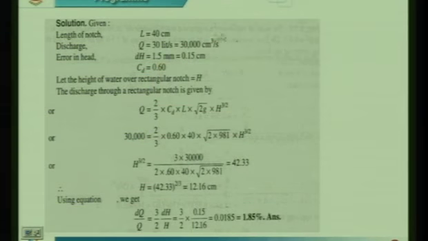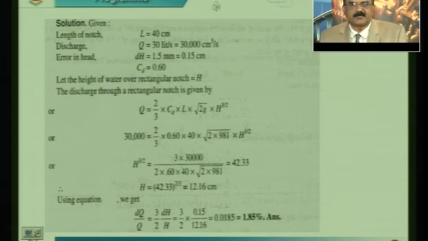Look at this, length of the notch 40 centimeter given, discharge 30 liters. Kindly recall 1 liter is equal to 1 by 1000 of a meter cube. So, convert that into meter cube or centimeter cube. Now, in this it is converted into centimeter cube per second. Now, error in the head is 1.5 mm, that becomes 0.15 centimeter. Coefficient of discharge is 0.6.